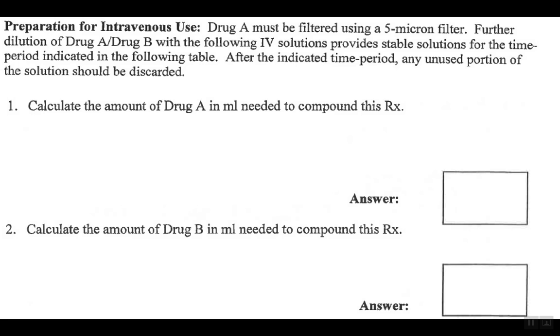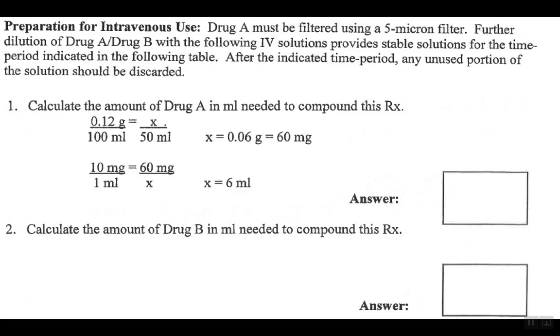Now, question number 1, calculate the amount of drug A in mLs needed to compound this prescription. Pretty straightforward, right? Drug A, they said the concentration was 0.12%, so that's 0.12 grams in 100 ml, but we don't have 100 ml. We have only 50 ml, so you need 0.06 grams of drug A or 60 milligrams. Then you use the concentration of the vial available in the pharmacy to get how many mLs you need. And in this case, you will need 6 ml.